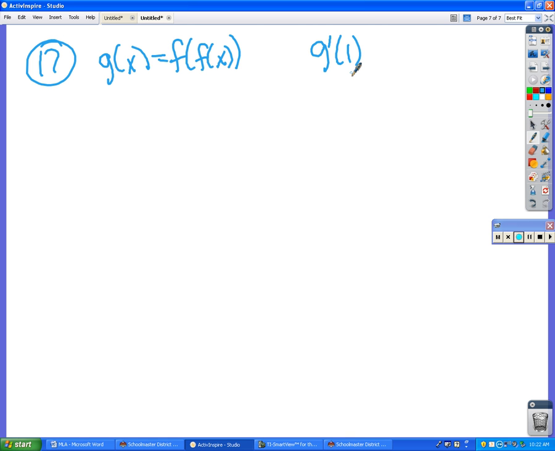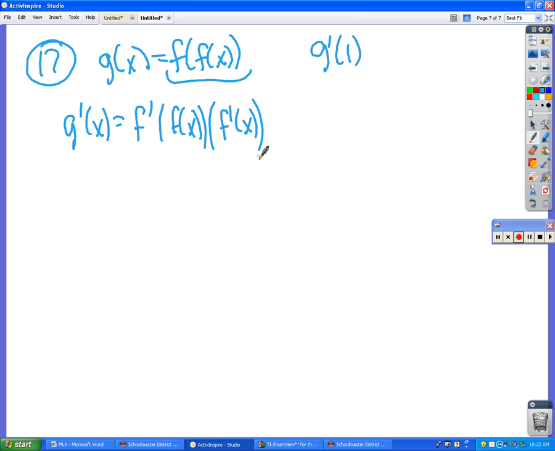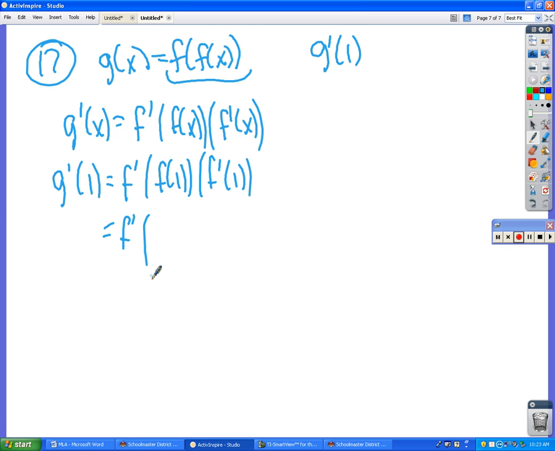Okay, we need to find g prime of 1. So I have to take the derivative of g, right? Kyle and Nico, this is the chain rule, but it's written in composition of function form. So it's the same thing that we've done before. You take the derivative of the outside function and leave the inside alone, and then you multiply it by the derivative of what's inside. So it's the same rule, just written in a different way. If I want to find g prime of 1, I have to plug 1 in for all of my x's and then figure that stuff out. When x is 1, what is f of 1? 2. Okay? And then I'm going to multiply that by f prime of 1.